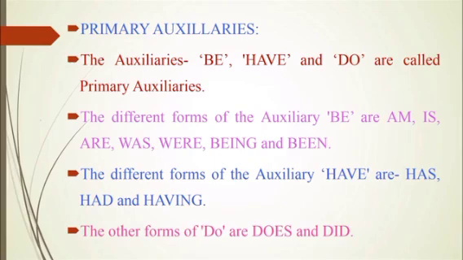The different forms of the auxiliary be are am, is, are, was, were, being and been. The different forms of the auxiliary have are has, had and having. The other forms of do are does and did.